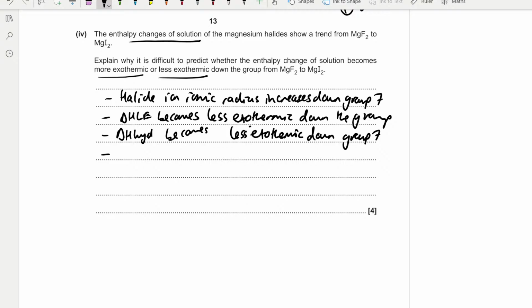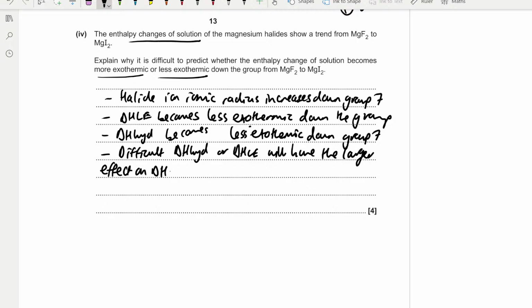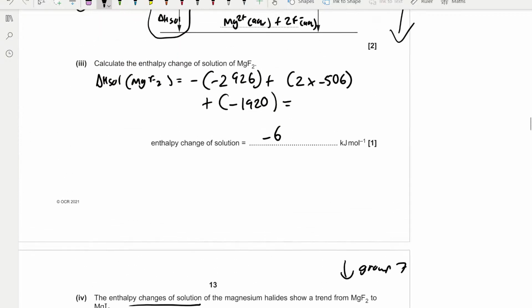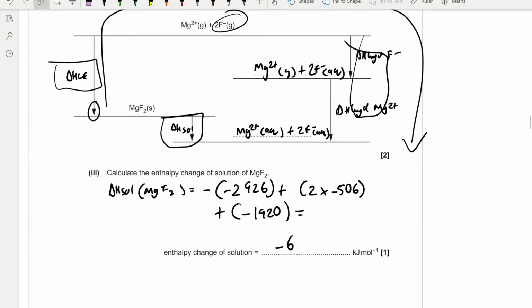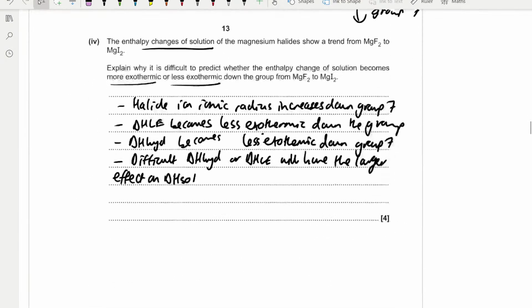And therefore, it's difficult to predict whether the ΔH hydration or the lattice enthalpy will have the larger effect on the enthalpy change of solution. Because when you're calculating it, you are doing the opposites with the lattice enthalpy and the hydration enthalpies.